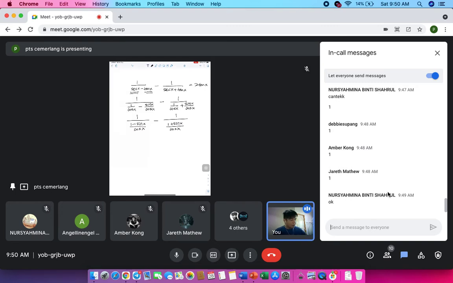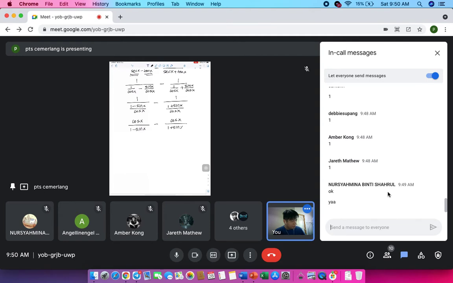Okay, so next what happened is that you will get cos x over 1 minus sin x minus cos x over 1 plus sin x. You still get this, because let's say you have 1 over A over B, actually you can change this to B over A. It just flips. Boleh? Then after this step, actually it's the same thing.